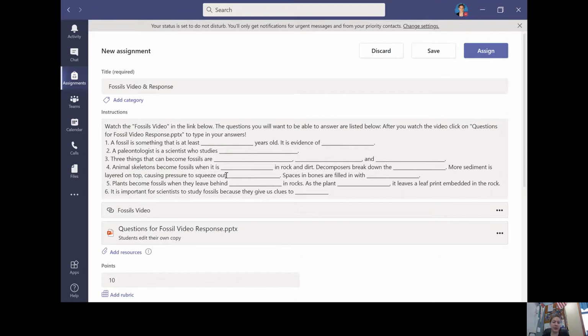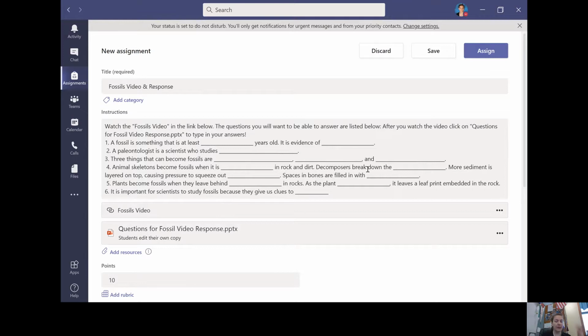So the questions we're going to want to be able to answer is, a fossil is something that is at least this many years old. It is evidence of what? A paleontologist is a scientist who studies what? Three things that can become fossils are blank, blank, and blank. So what three things become fossils? Animal skeletons become fossils when it is blank in rock and dirt.